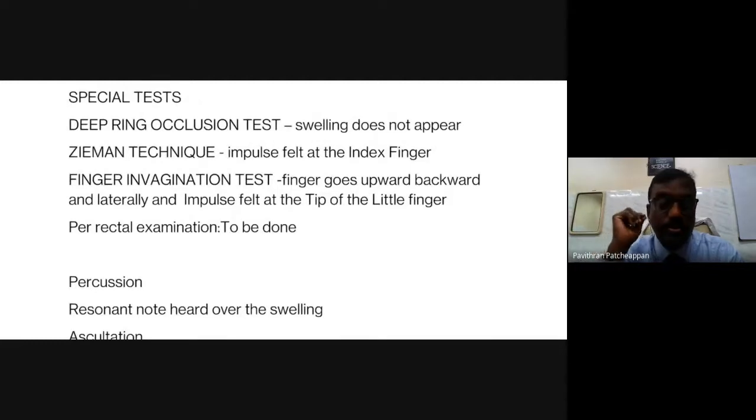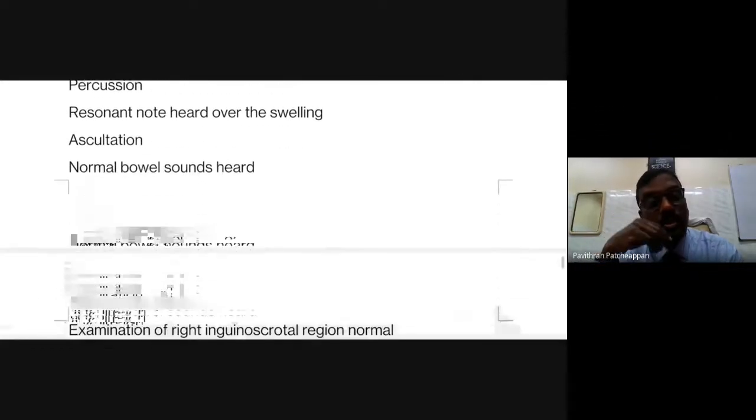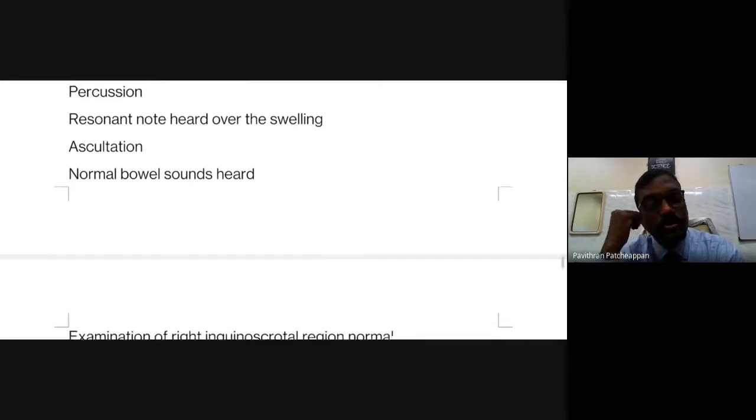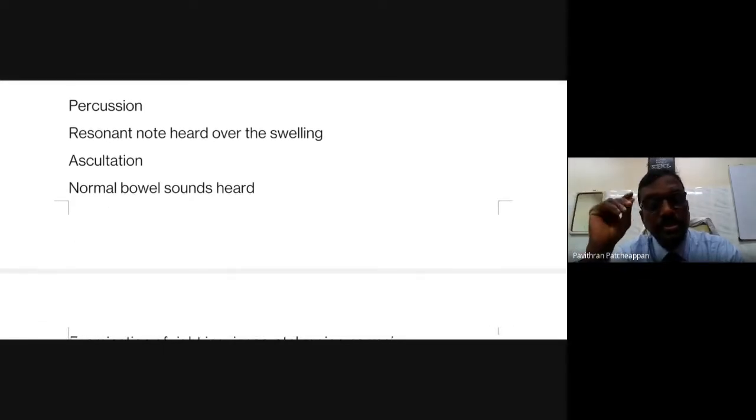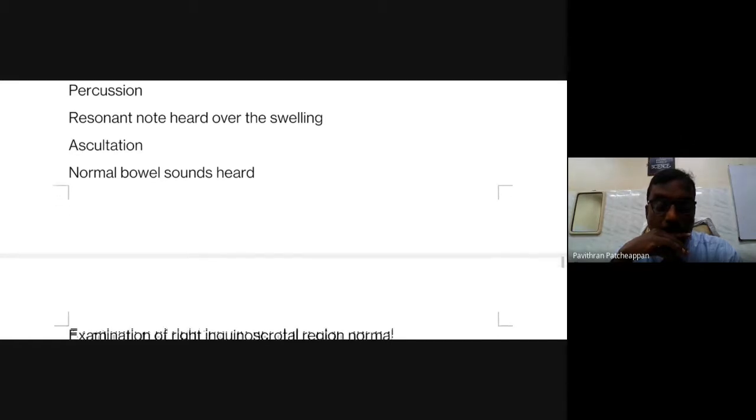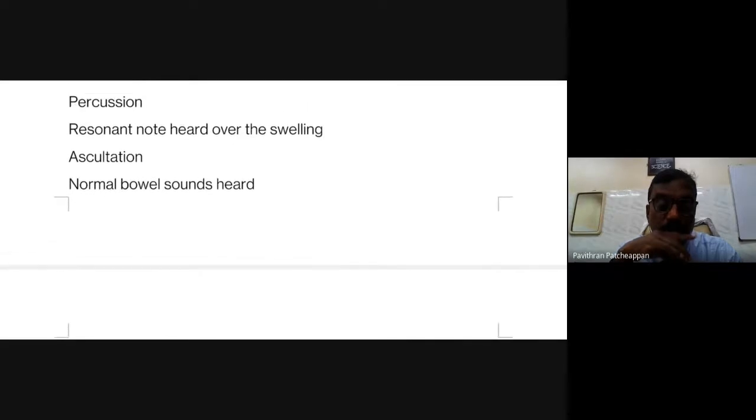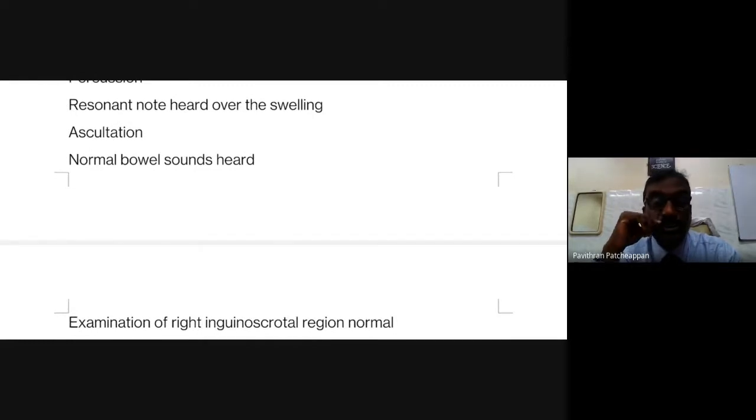Proceed. Percussion. Invagination test you have told, agreed. Percussion: resonant note heard over the swelling. Normal bowel sounds heard. Resonance implies what? The content of intestine, sir. If enterocele is there, you will have a resonant note. Otherwise, you will have a dull note. Auscultation: normal bowel sounds.